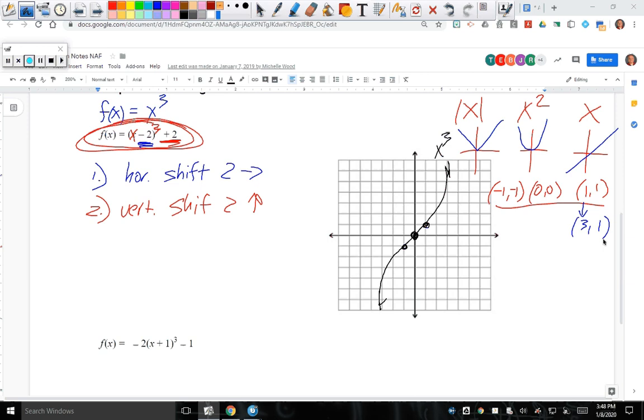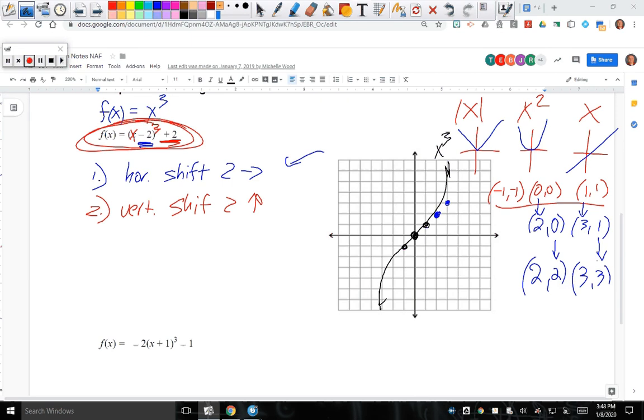Now shift up 2 units. So (1, 1) is now going to turn to (3, 3). Do you see it? (0, 0) will change to (2, 0) because you moved 2 to the right. And then it'll go 2 up, which is the y value, to (2, 2).